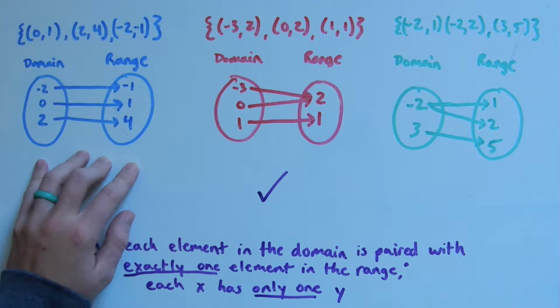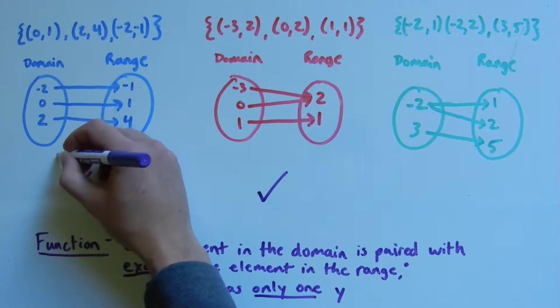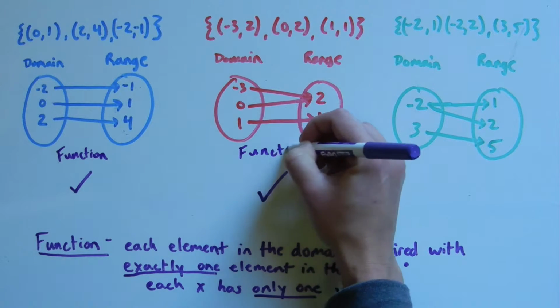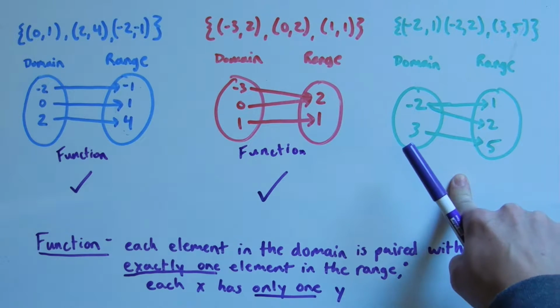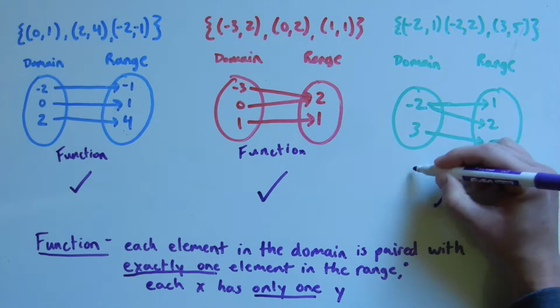So the first relation is a function. The second relation is a function. So I'll just say function and function. Let's look at this third example. Right off the bat, we can see that this is not a function.